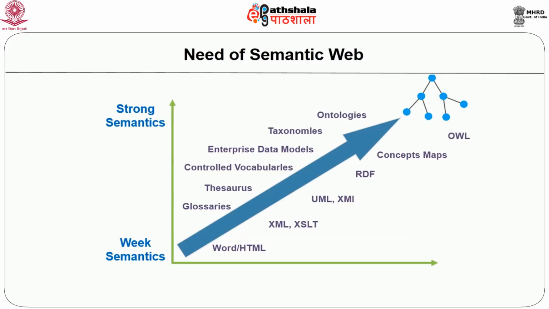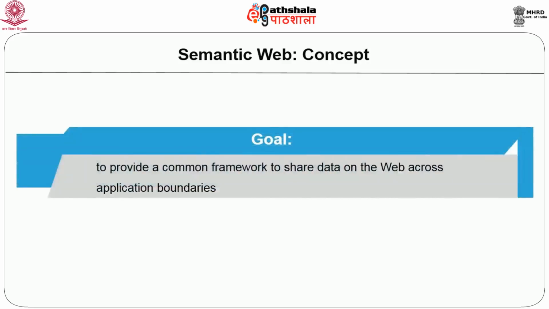After that, recently a lot of markup languages or special languages have been introduced for creating these kinds of ontologies as well as the semantic web. That is OWL. So in this talk, we will quickly go through all these terms: concept map, OWL, RDF, XML, starting from this. This is the technology used, and the goal is to provide a common framework to share data across application boundaries. That means data should be shared between applications, not between people and the website.